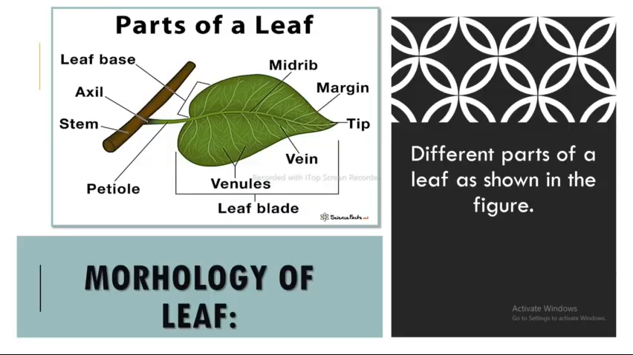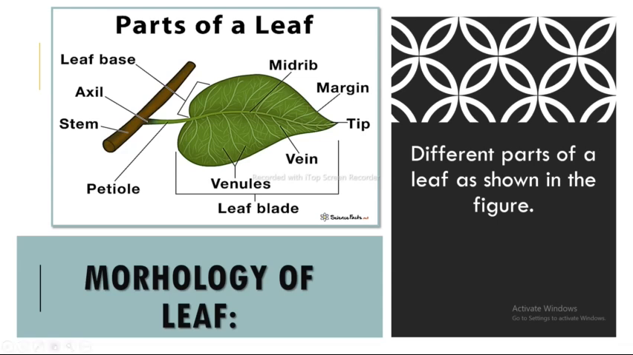So again, morphology of leaf, these are the different parts of a leaf, and the parts of the leaf include, first, this is the tip or apex of the leaf, this is the margin, this is the prominent vein which divides the leaf into two halves, and that is known as the midrib.